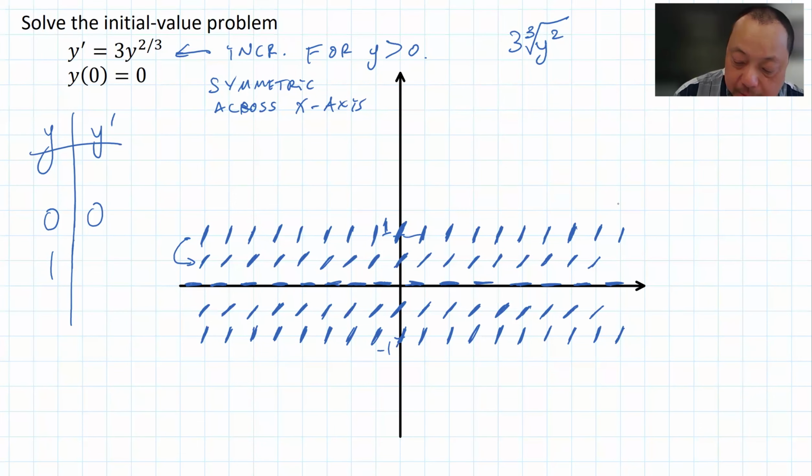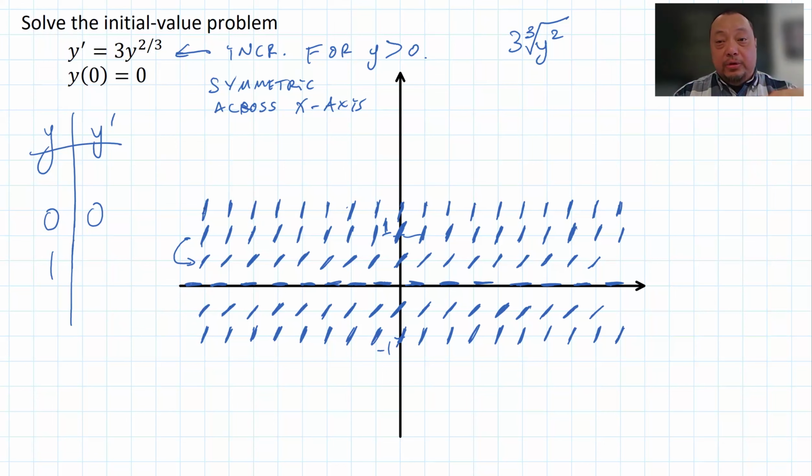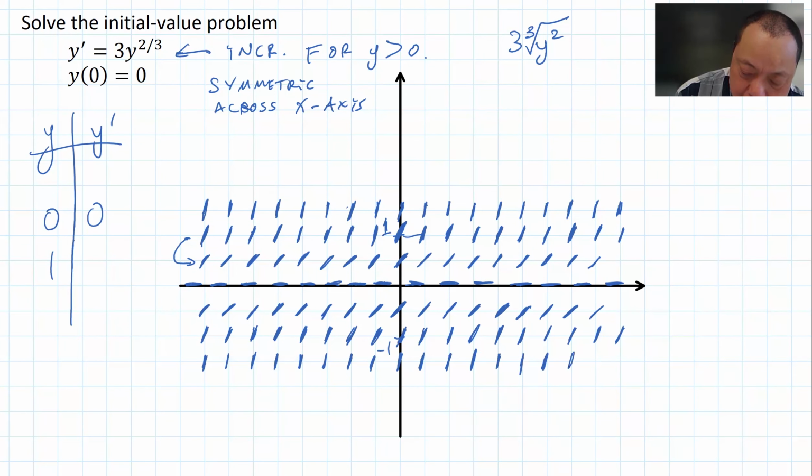And something that's above it would be a lot more steep. And symmetry on the negative side. Now let's put in our initial value. Our initial value is right there at (0, 0). And you can see the x cubed solution right there.